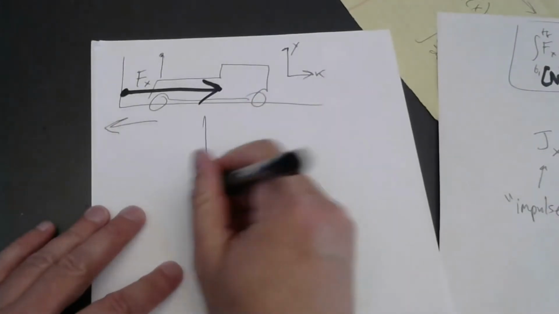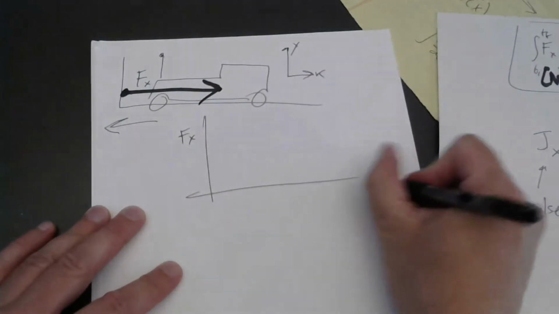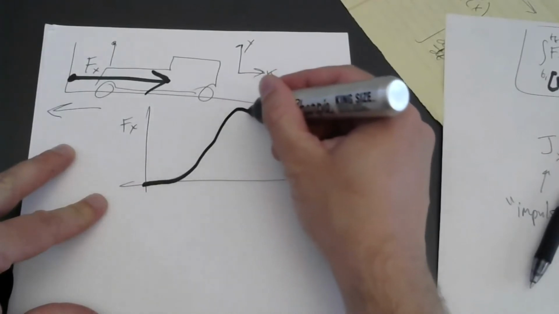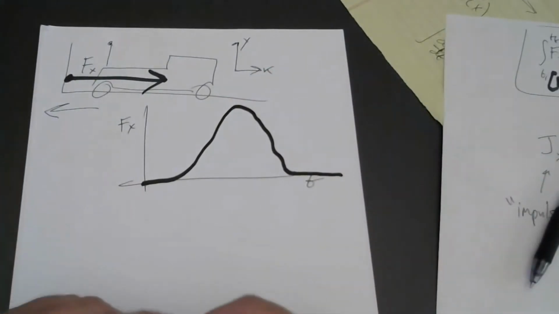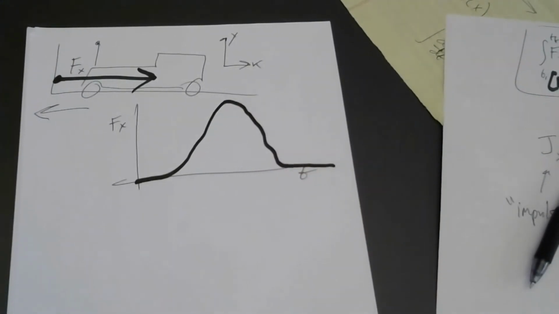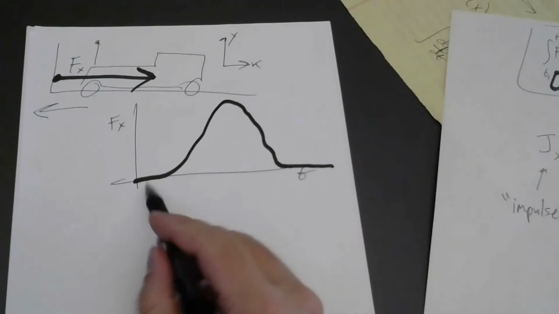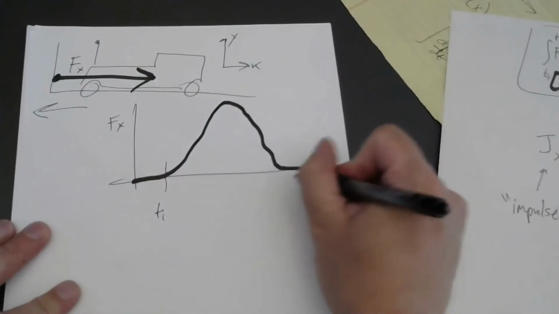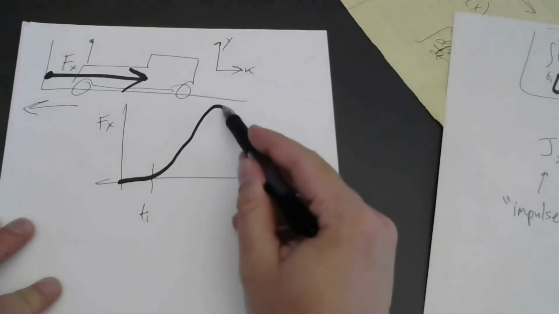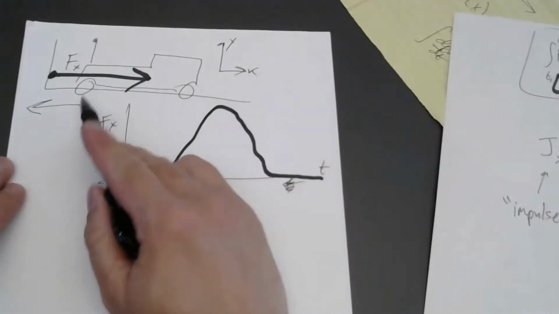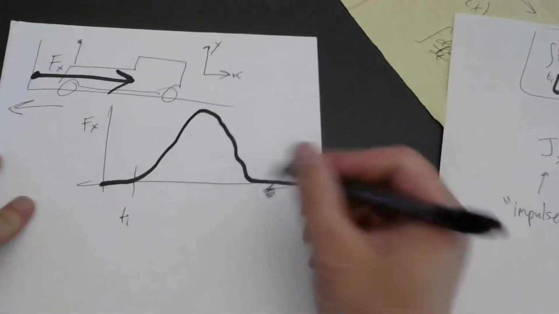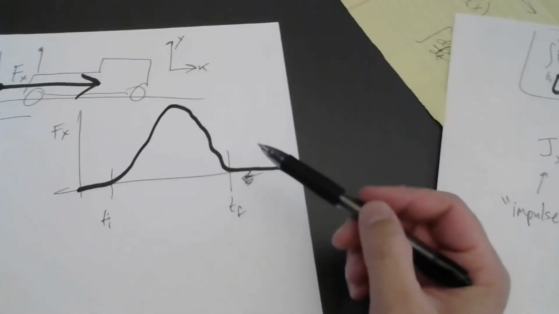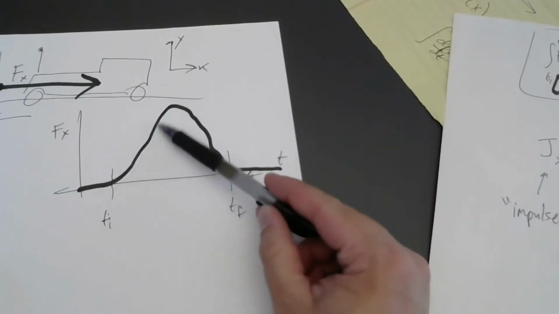And if you were to graph that force in time, you might expect it to look something like this. I've just drawn these details, the bumpiness, somewhat arbitrarily, but it's pretty clear that there won't be any force until the car makes contact. I could call that t initial. And then it's going to peak somewhere in time. And then once the car has bounced back and lost contact with the wall, the force will drop back down to 0.